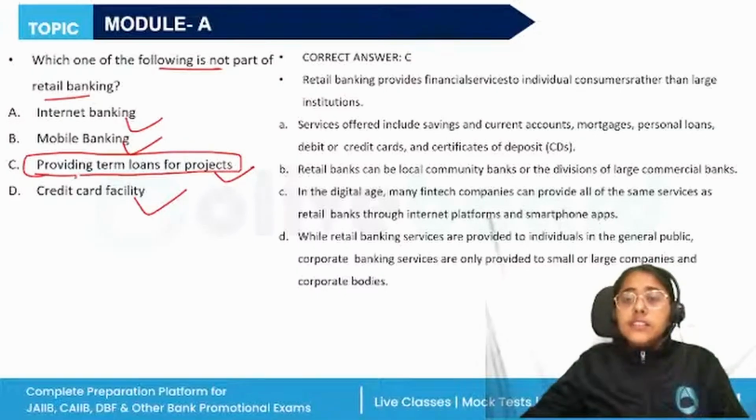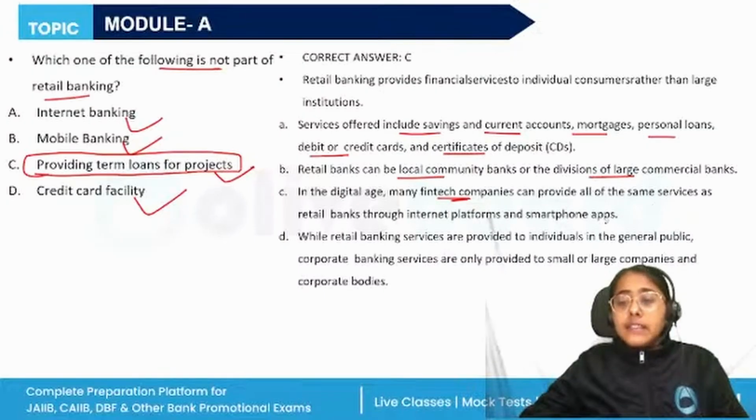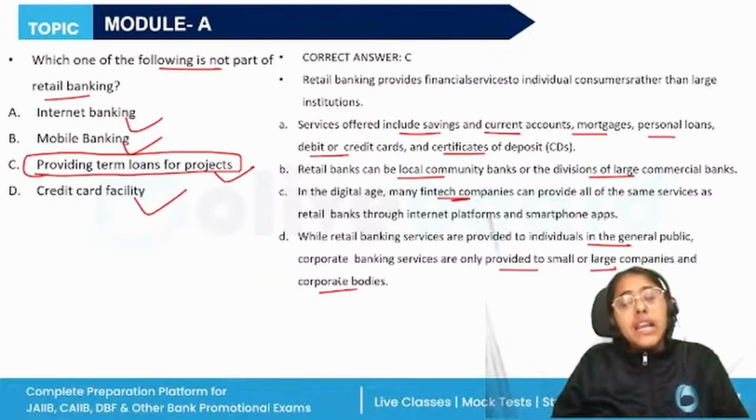So what are the products and services offered? Services include savings and current accounts, mortgages, personal loans, debit and credit cards, and certificates of deposit. Retail banks can be local community banks or divisions of large commercial banks. Fintech companies are also providing the same services, like Google and Apple. Retail banking serves individuals in the general public, while corporate banking serves only small or large companies and corporate bodies. So this is the difference between retail banking and wholesale or corporate banking.